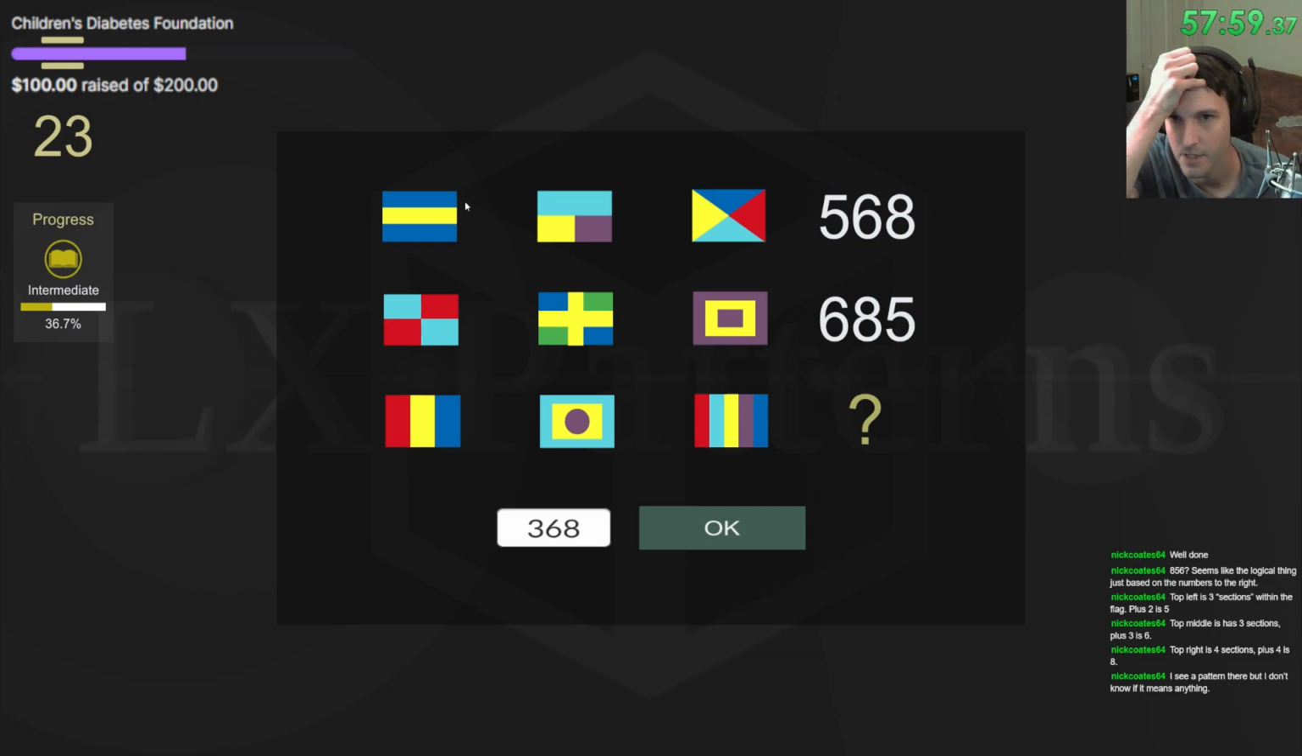Maybe it's based on the number of colors in it. 3 sections plus 2 colors. 3 sections plus 3 colors. 4 sections plus 4 colors. 4 sections plus 2 colors. 5 sections plus 3 colors. 3 sections plus 2 colors. 3 sections plus 3 colors. 3 sections plus 3 colors. 5 sections plus 4 colors. Right? 5 colors.